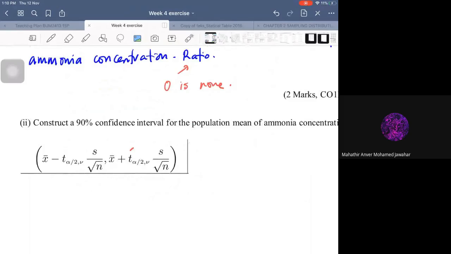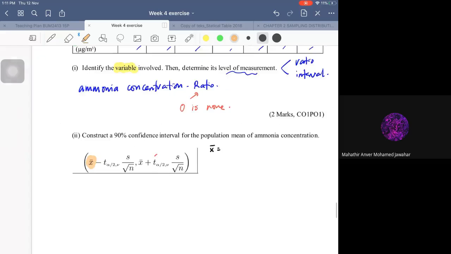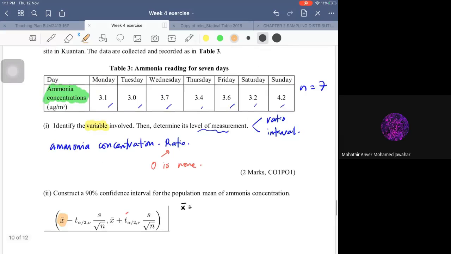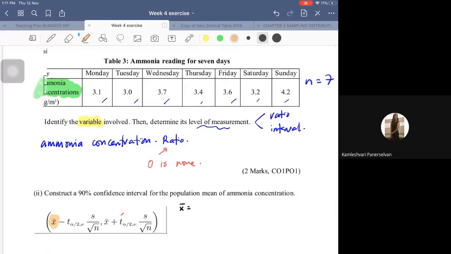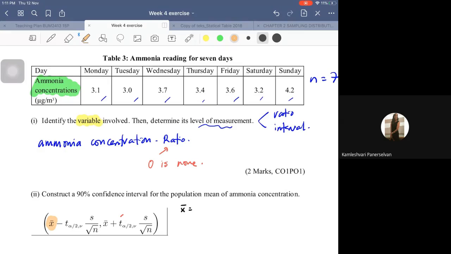In order to use this formula, we need to have all these values. The first value that we need is x bar. So first find the value of x bar. x bar is the mean. How do we find the value of the mean? What should you do? Plus all and divide by 7. Of course, when you have a mean, you add up all the data and divide by 7.